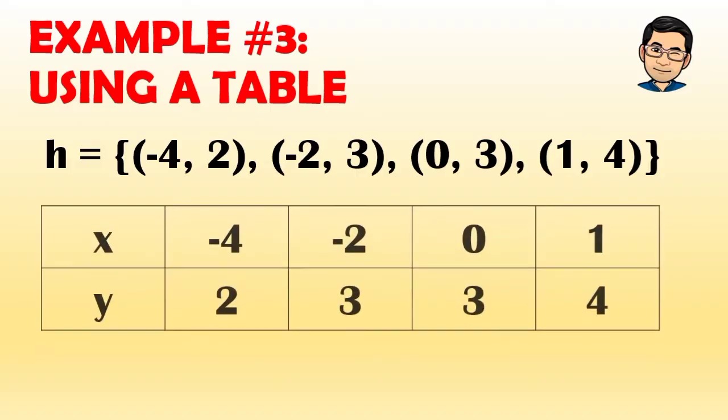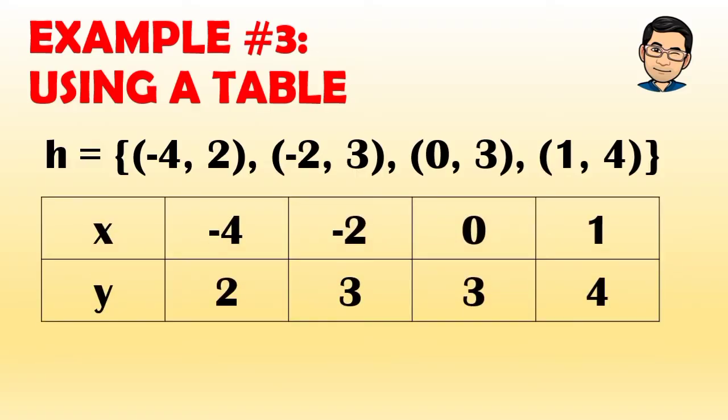Next, using a table. Again, kitang-kita nyo naman, negative 4, negative 2, 0, 1. Apat na magkakaibang x values. That makes it a function. And then, sir, ba't po may umulit na y values which is 3? Again, kahit na umulit yung mga y values natin, hindi natin yung tinitignan. We are after on the x values.